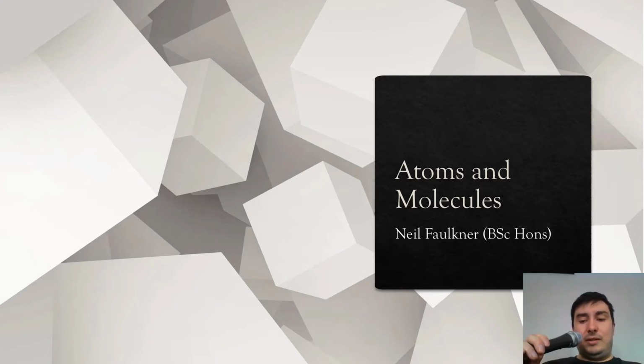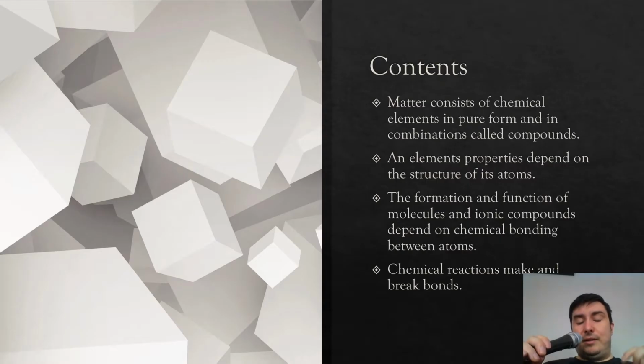First of all, just wanted to cover off what we're covering today, just looking at the contents. So, matter consists of chemical elements in pure form and in combinations called compounds. So we'll be looking at the difference between the elements in the periodic table, and then we'll be looking at how they can combine to create compounds.